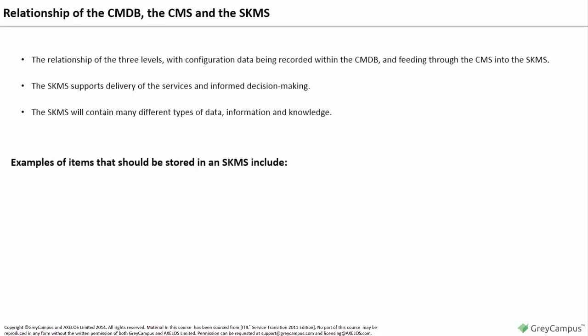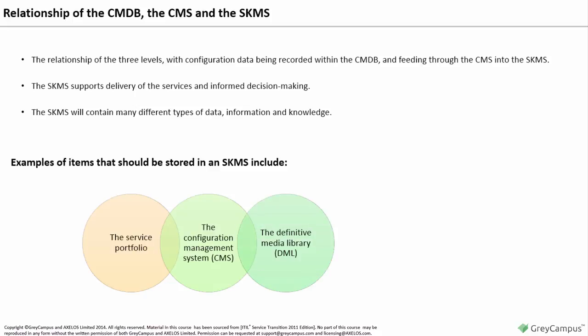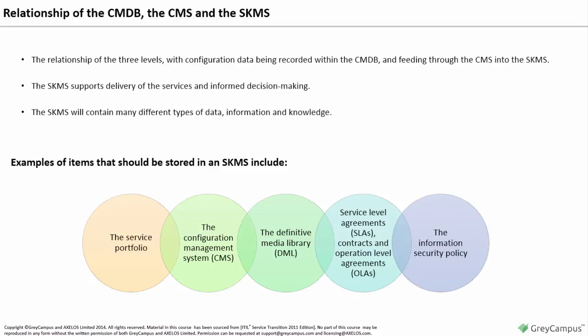Examples of items that should be stored in an SKMS include the service portfolio, the configuration management system, CMS, the definitive media library, DML, service level agreements, SLAs, contracts and operation level agreements, OLAs, the information security policy. The CMS is part of an SKMS that includes data, information integration, knowledge processing and presentation layer.